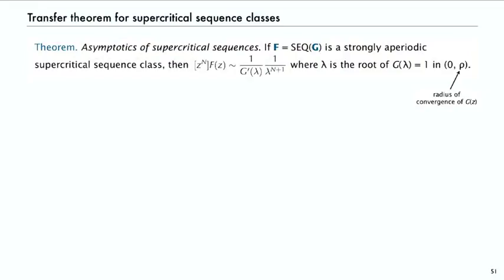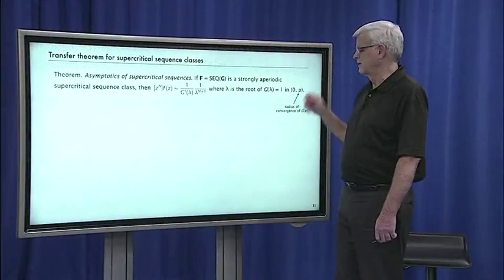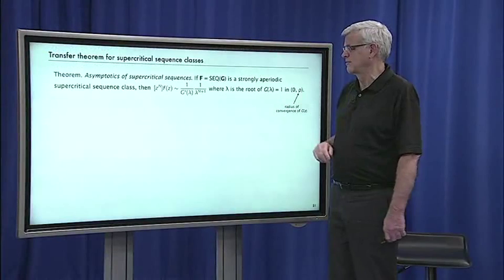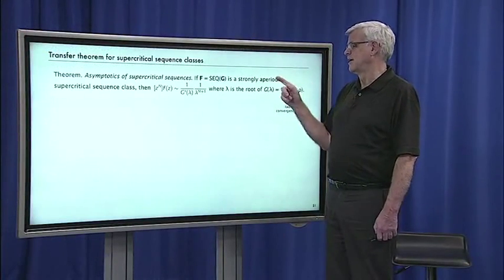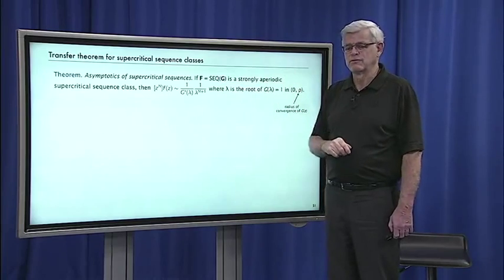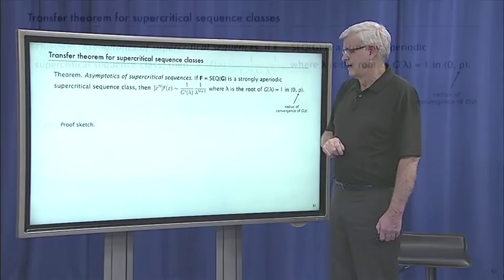So it says that if F is a strongly aperiodic supercritical sequence, then its coefficient asymptotics is just 1 over g prime of lambda, and the growth is 1 over lambda to the n plus 1, where lambda is the root of g of lambda equals 1 in its radius of convergence. So we find a root, but it's a simpler root, and boom, we have the coefficient asymptotics.